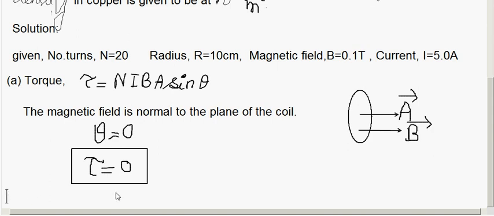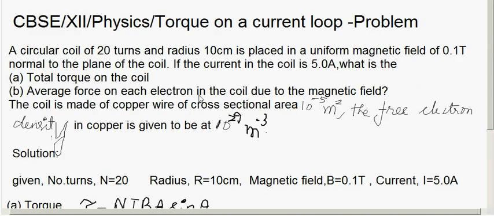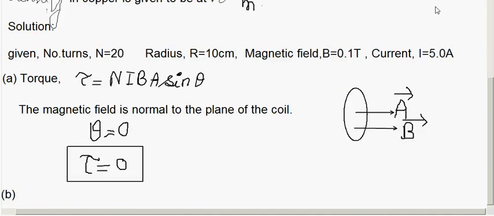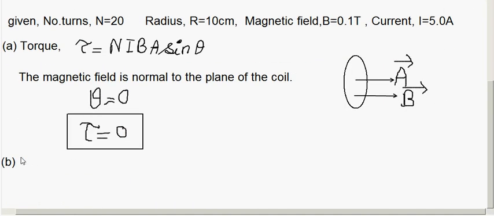Now question number B. What is question number B? Average force on each electron in the coil due to magnetic field. First we will write down the equation for average force. Force acting on each electron is given by, we know, evB, that is by definition.